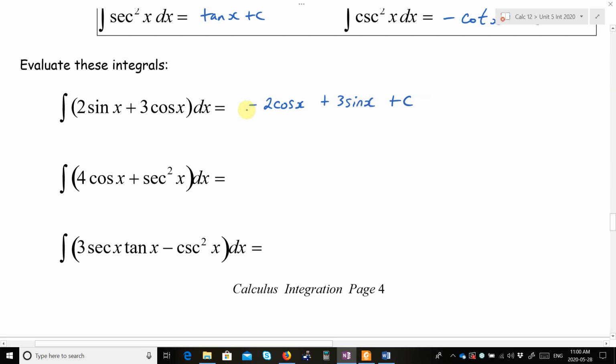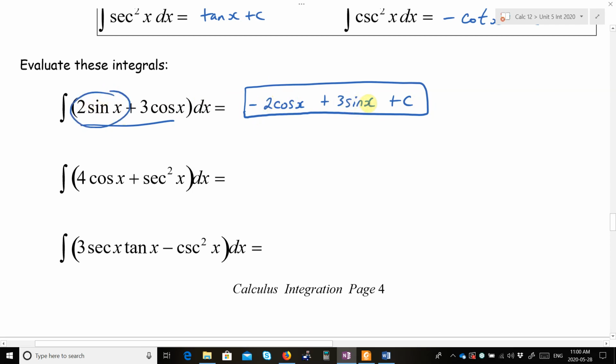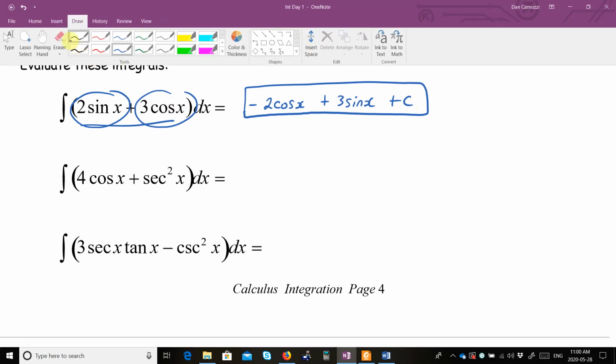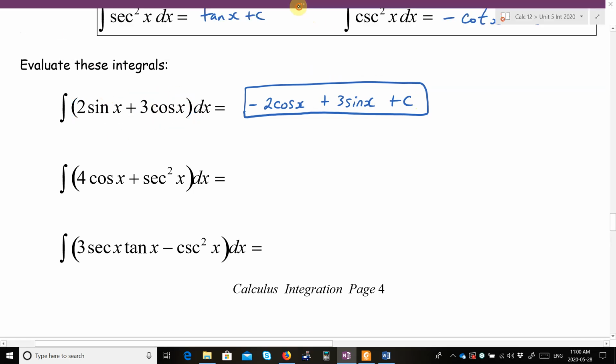Okay, and then of course we can differentiate this expression in the box to see if we get back to that original. Right, the derivative of cos x is negative sine x times negative 2 would give us the 2 sine x. The derivative of sine x is cos x times 3 gives us that. And the derivative of a constant is 0, so that works out.